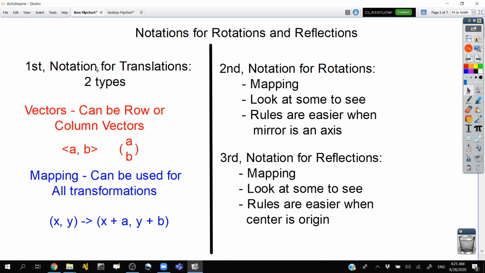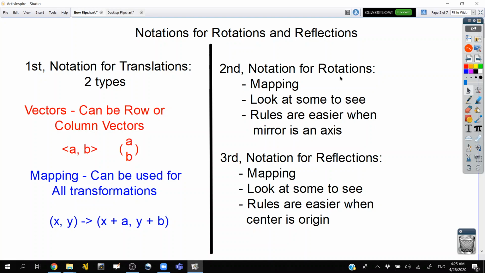But rotations and reflections don't move that simply. We can't just describe it with a vector. We can use mappings. So you'll see notation for rotations, we can use a mapping. Notation for reflections, we can use mappings. So we're going to use these types of things often today, but it's going to look different. We're not going to be adding to both coordinates like we are in a translation because they're different types of motions. So mappings will work. We're going to look at some and see what happens in both cases.